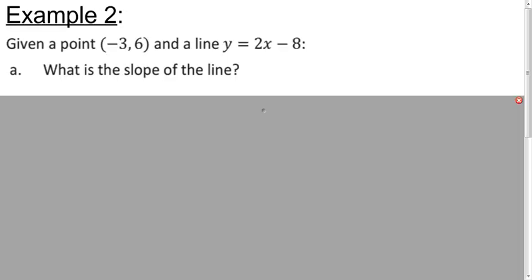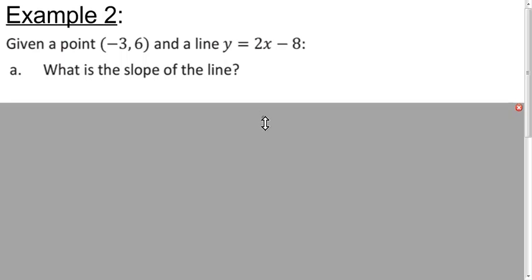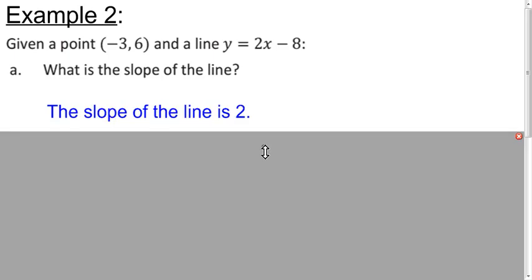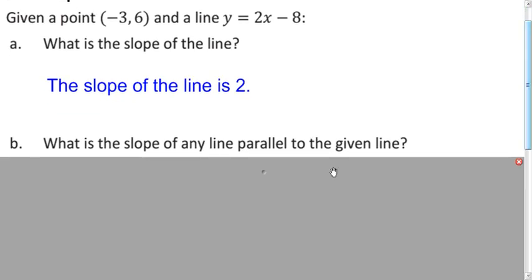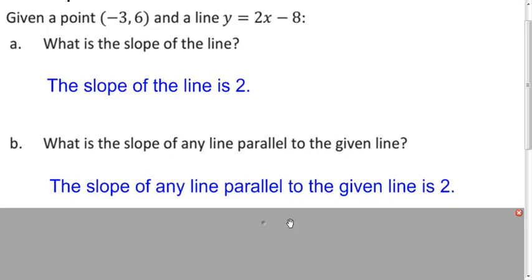So example 2, now we have a point and a line, and we want to first figure out what's the slope of the line. Well, it's in slope-intercept form, so slope is the coefficient of x, it's just 2. So using what we learned, what would the slope be of any line parallel to this given one? Well, we learned from our theorem, that biconditional, that the slope would have to be the same. It would have to also be 2.